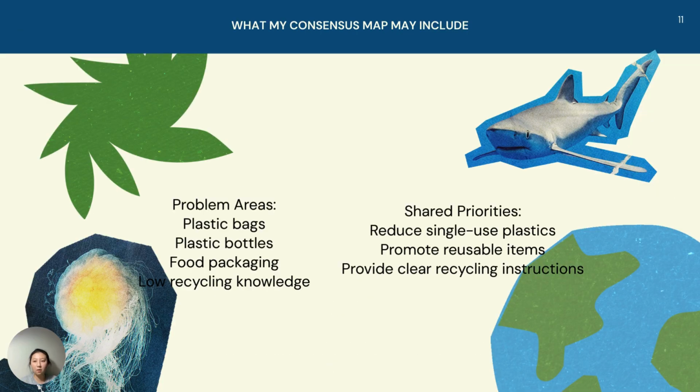From what I have observed, the main problem areas may include plastic bags, plastic bottles, food packaging, and a lack of recycling knowledge. The shared priorities will likely be reducing single-use plastics, using reusable items, and giving clear instructions for recycling. Even though my map is small, it can still help me to build a simple and realistic action plan.